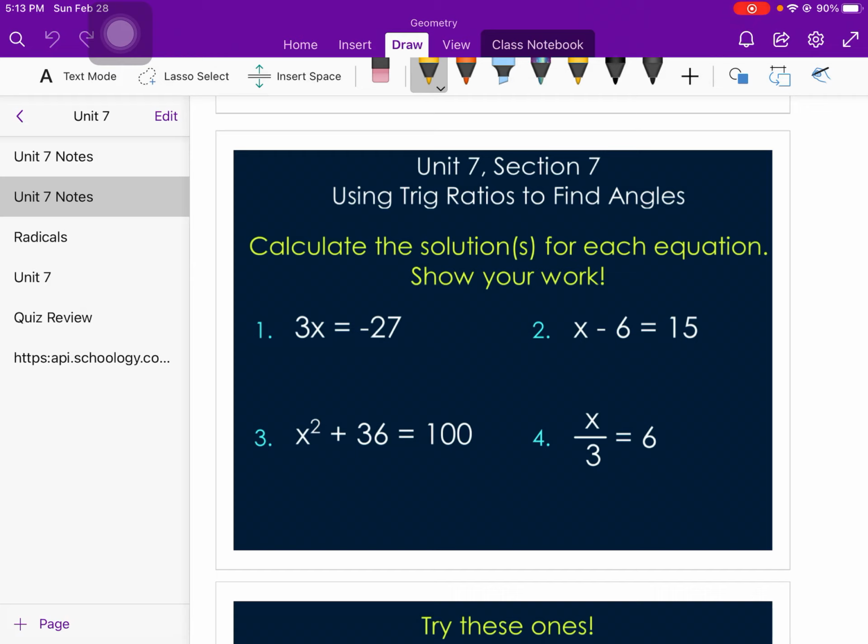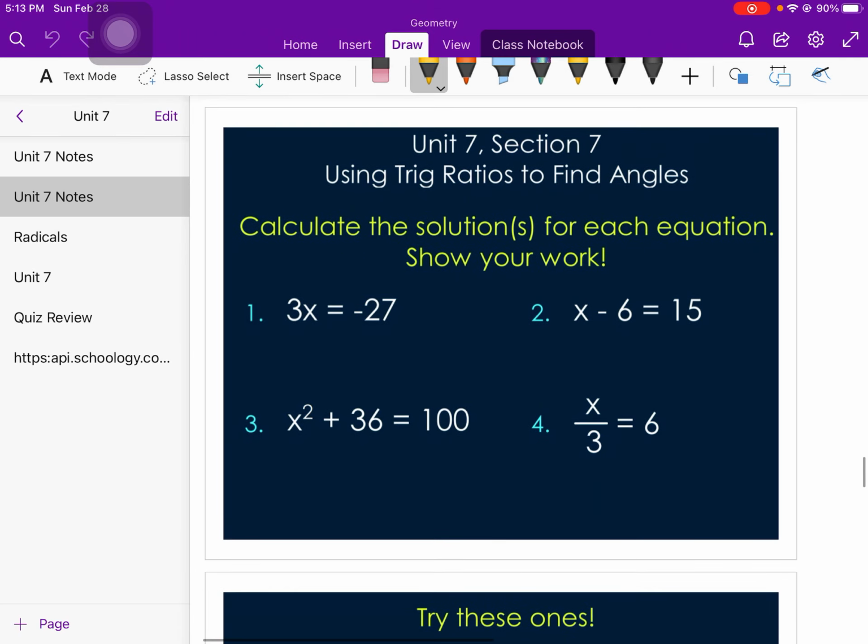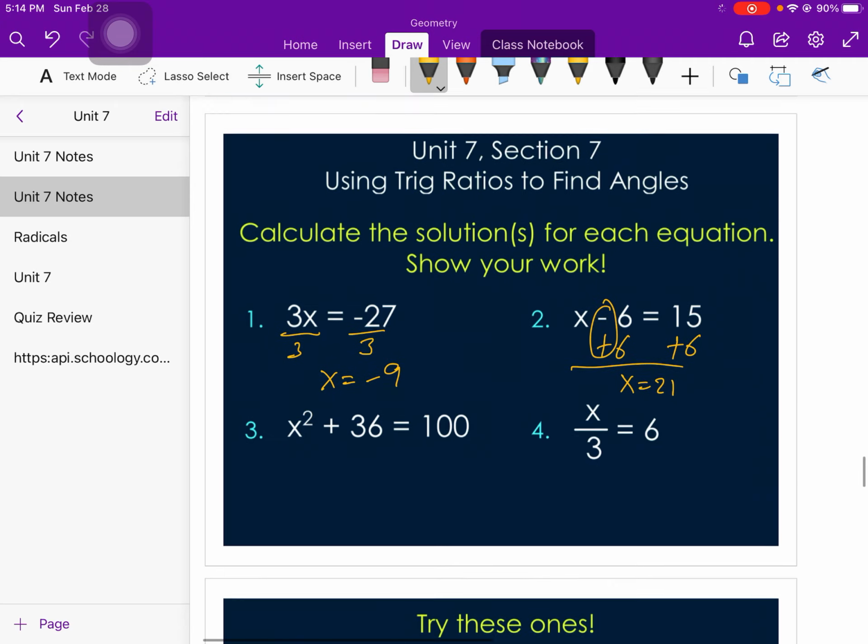So if you look at these first few problems, the inverse of multiplying by 3, when we have 3x equals negative 27, is to divide. So what we do is we undo the multiplication by doing the inverse operation. We get x equals negative 9. Same thing over here, we would add 6 to both sides. We would get 21 because we would do the opposite. So you get the idea.